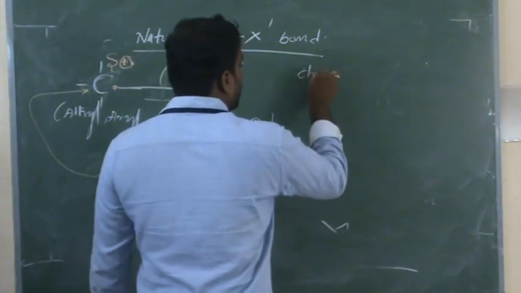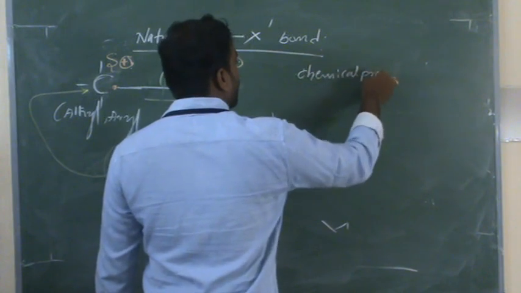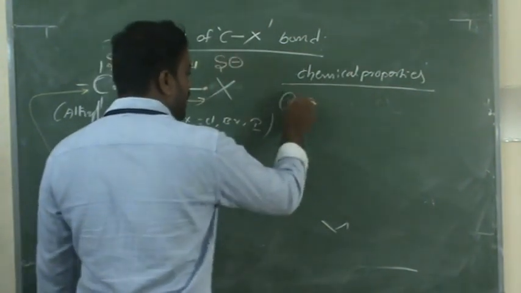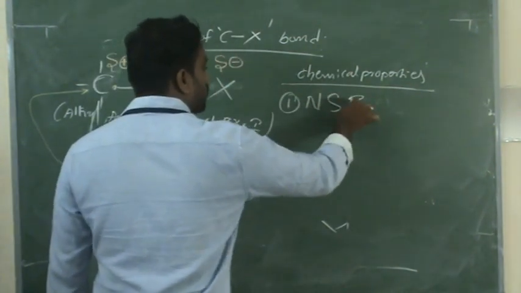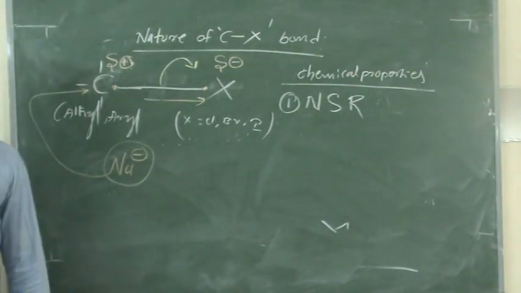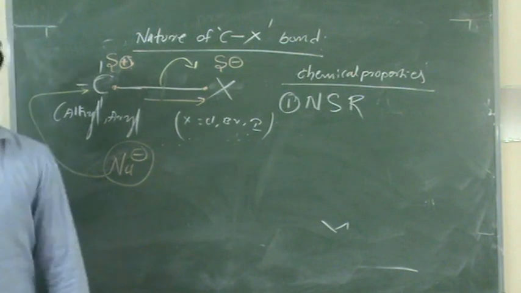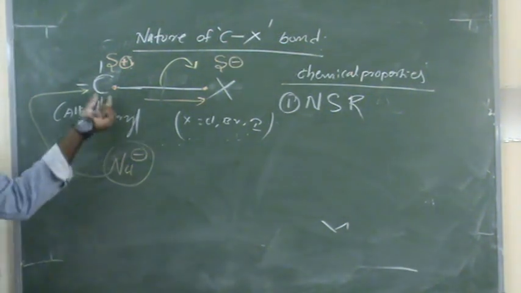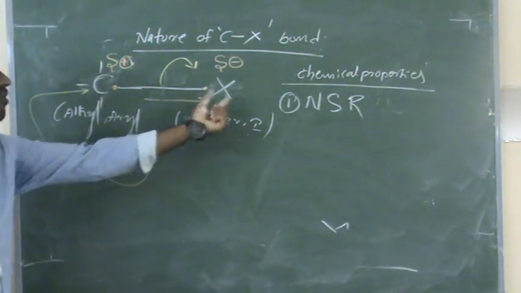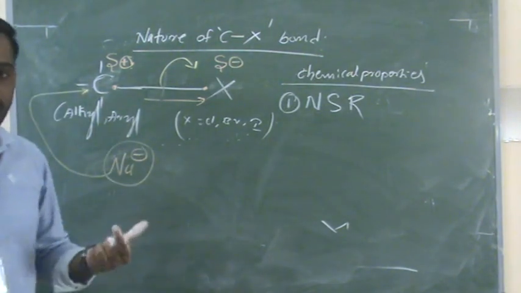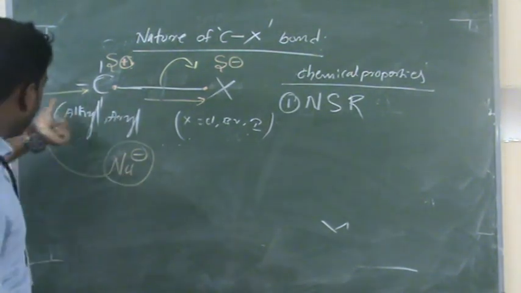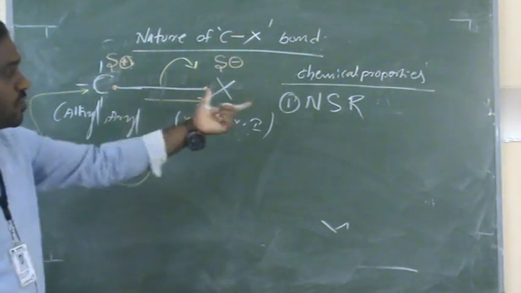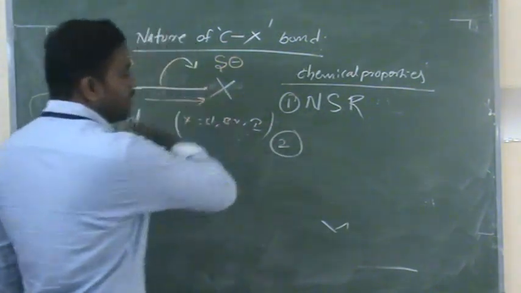So now there are the chemical properties of haloalkanes. The first reaction is the nucleophilic substitution reaction, that is called NSR reactions. What is the meaning of NSR reactions? Nucleophilic substitution reactions. Why is the nucleophile attacking? Due to the higher electronegativity of this halogen atom, this carbon has an electron deficient character. So wherever the nucleophile is, the nucleophile goes and attacks this electron deficient carbon and removes the halogen. That's why these are called nucleophilic substitution reactions, exhibited by haloalkanes.